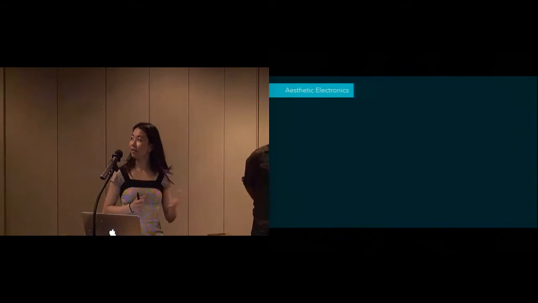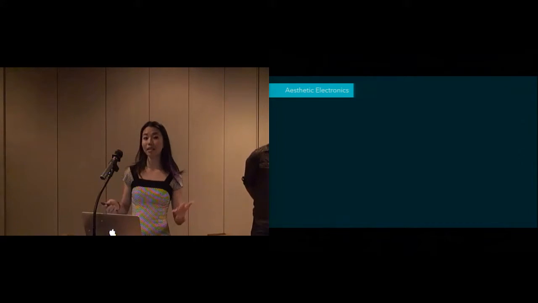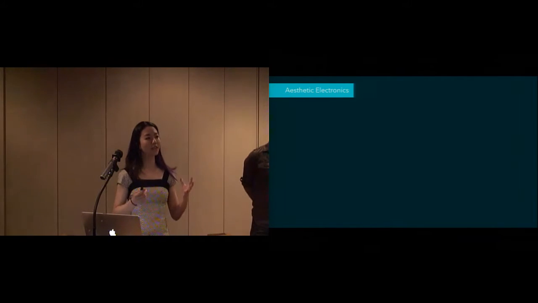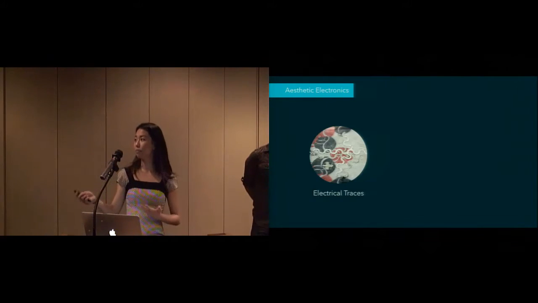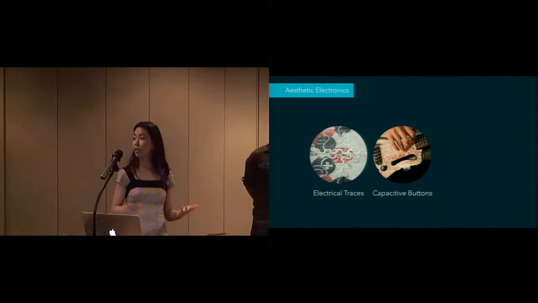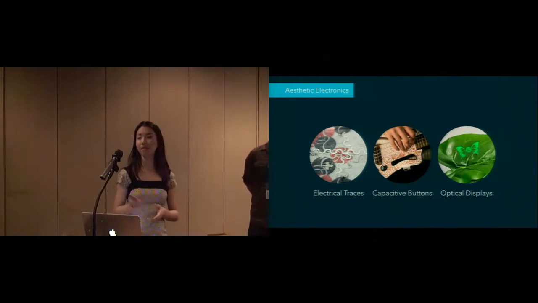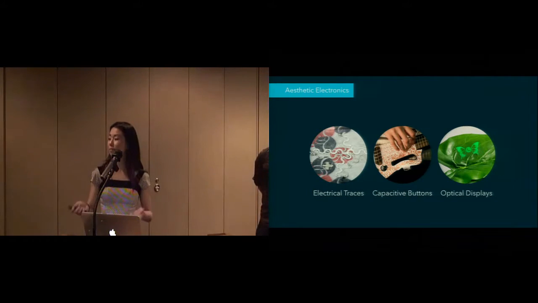So in today's presentation, we're going to present the vision of aesthetic electronics. Aesthetic electronics is the vision where the physical forms of functional circuits can embed themselves in art form. For example, electrical traces, capacitive buttons, and optical displays can all be really beautiful art.